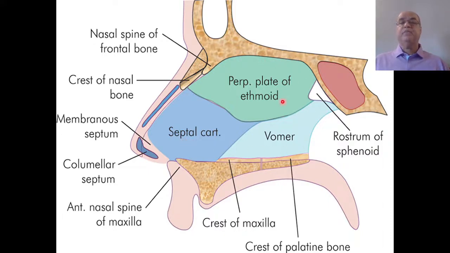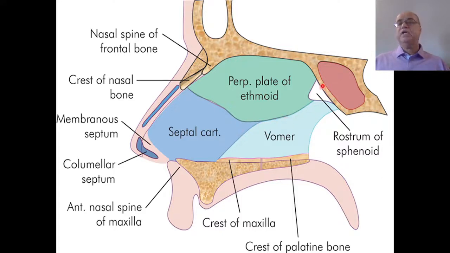This nasal septum proper is made up of a septal cartilage, which we also call quadrilateral cartilage due to its shape. Posteriorly is the perpendicular plate of the ethmoid, and posteroinferiorly is a bone which we call the vomer. So these are the major osteocartilaginous constituents of the nasal septum proper.